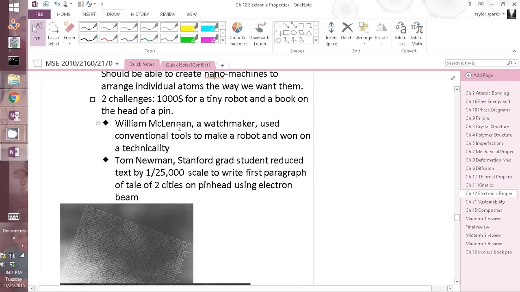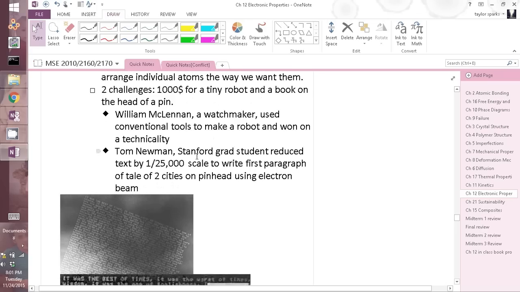He used conventional existing tools to make a very, very small robot, right? And so he was a watchmaker. Unsurprisingly, he knew how to work on a small scale, but it was kind of a technicality. Feynman was thinking much smaller. How do you go dramatically smaller? But the second challenge was actually won by a graduate student named Tom Newman, which I think is exciting.